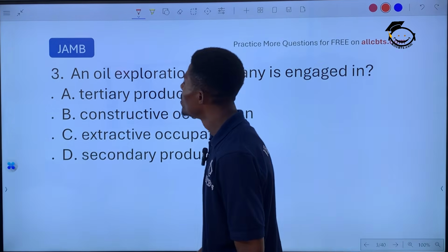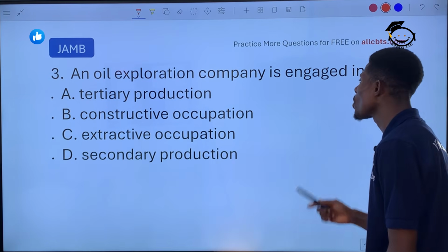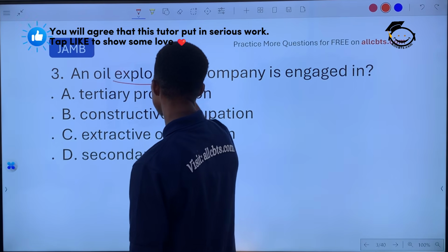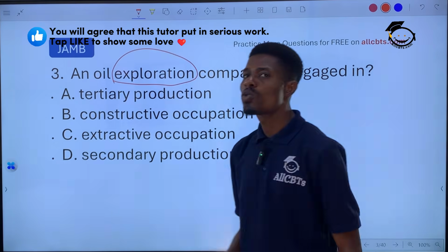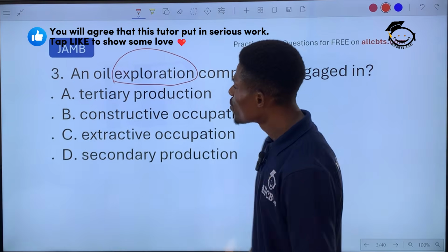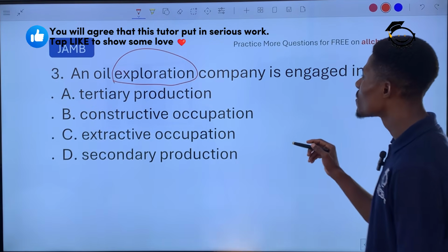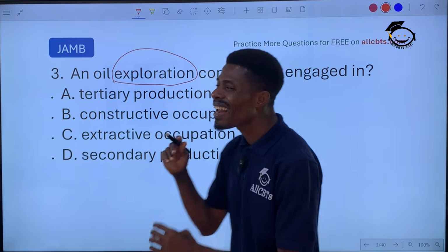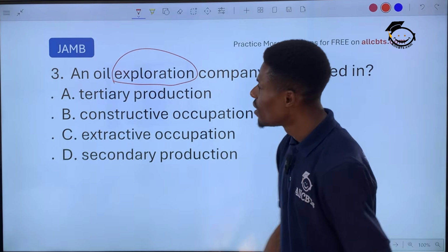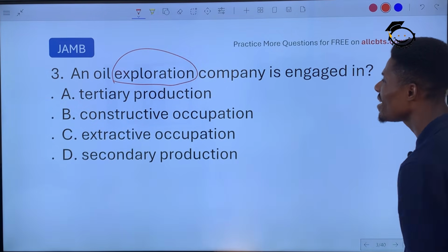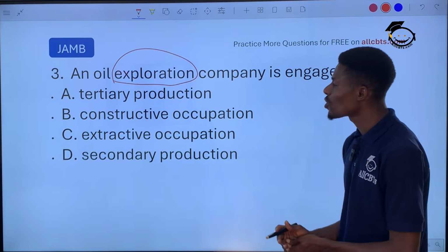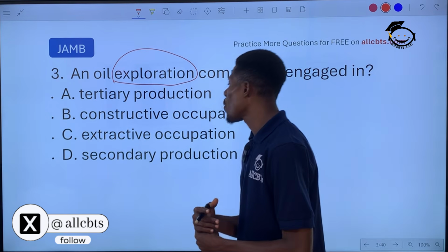Question 3. An oil exploration company is engaged, take note of the word here, to explore. Explore means to search for, to make discoveries, to find. So the word exploration here means an activity that searches for what is hidden in nature. So an oil exploration company is engaged in A, tertiary production, B, constructive production occupation, C, extractive occupation, and D, secondary production.